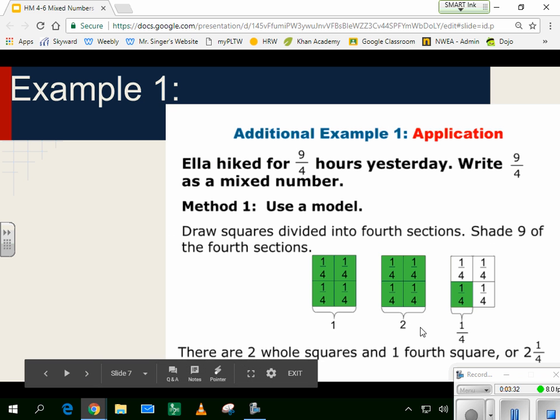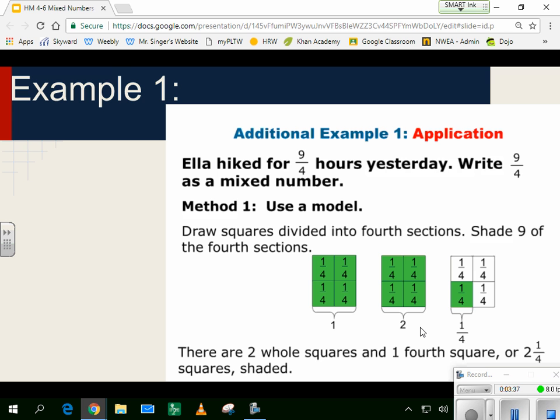So, here's our first problem that we're going to do in our notes. It says Ella hiked for 9/4 hours yesterday. What does 9/4 look like as a mixed number? Well, if you think about it, we know that it takes 4 pieces to make 1 whole. So you can see by the drawing here, this is the first method, you can see that if you draw fourths and you start filling them in, this is 1/4, 2/4, 3/4, 4/4, that gives us 1 whole. But we still have more to go. 5, 6, 7, 8. We're at 8/4, but we need 1 more.